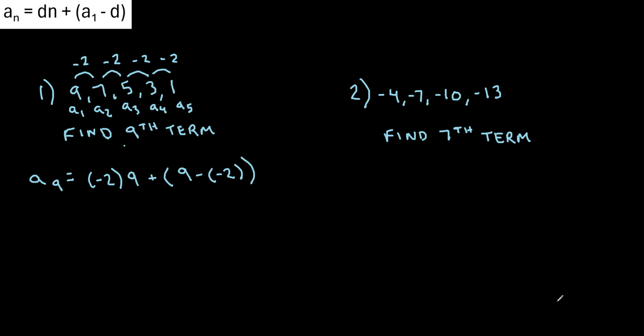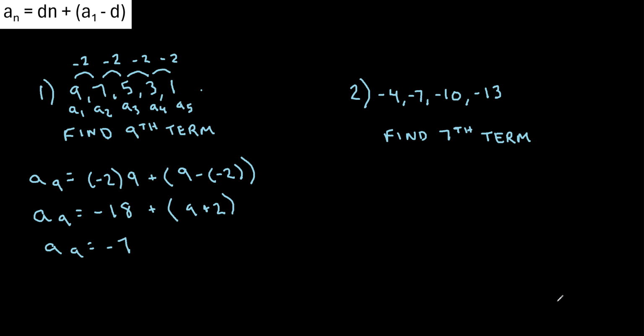And now we just need to simplify this formula. We have a sub 9 is equal to negative 2 times 9, which is negative 18, plus 9 minus a negative 2. That's the same as 9 plus 2, which is 11. So we have negative 18 plus 11. That would be negative 7. So that will be the ninth term in our sequence.